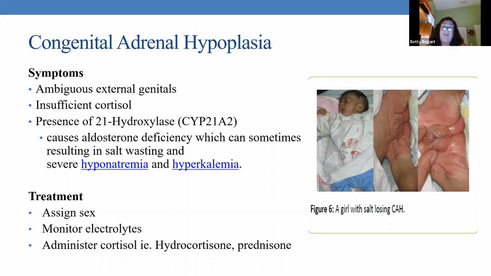So we have to assign a sex. Are you a girl? Are you a boy? It's going to be a decision made by what the parents want, by hormone testing, ultrasounds, etc. But they'll never, ever be able to have children. So we give the cortisol back to these children, and it will be for life.